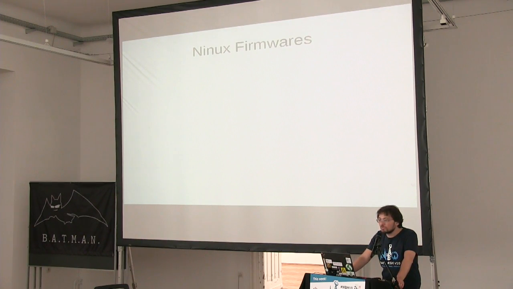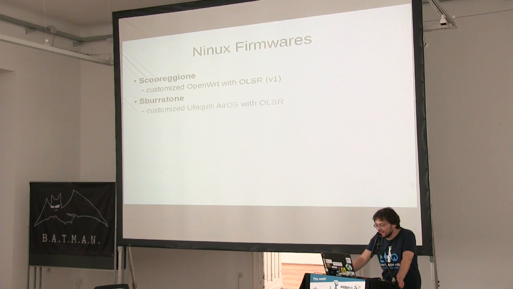And what we're using as a firmware, it's a bit complicated. So we used to have this firmware called the Scureggione, which is a bad word in Italian. I won't translate it. Which was a customized NobleWrtLED with OLSR version 1. Then we were using at the same time another firmware, which we named Sburratone, which I will also not translate, which was a customized Ubiquiti AeroOS with OLSR.